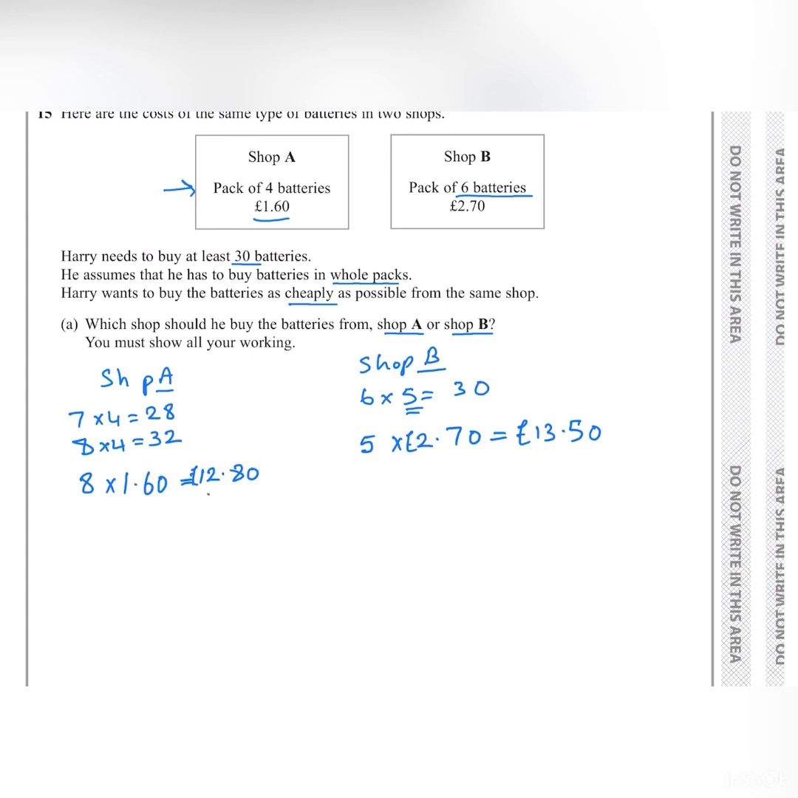Well, shop A, because he would have to pay less, and that is 70p less. So you can write down shop A, saving of 70p. Now any reason like that should be good enough, as long as you have shown your working out and you selected which shop and you made a statement in the end.